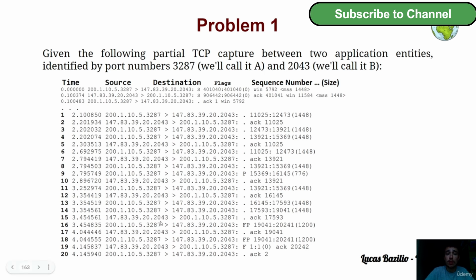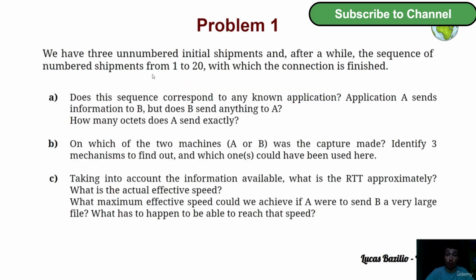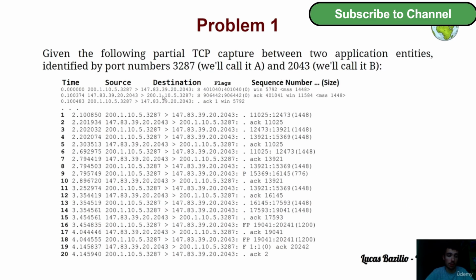Very well. So given this TCP trace, given this capture, we have a series of questions. The problem also says we have 3 unnumbered initial packets, and after a while, a sequence of numbered packets from 1 to 20, with which the connection is finished. And this is precisely what we see here, right? We have this series of packets at the very beginning. It is not hard to see that this is going to be the TCP connection establishment. We're going to come back to this in a moment.